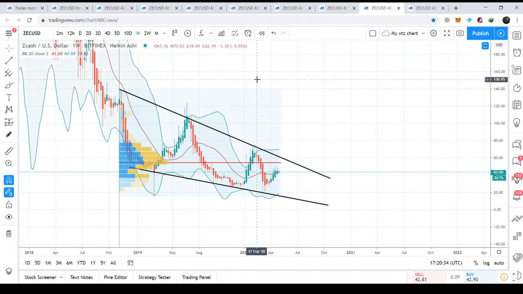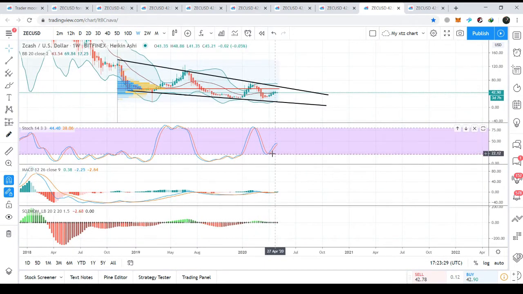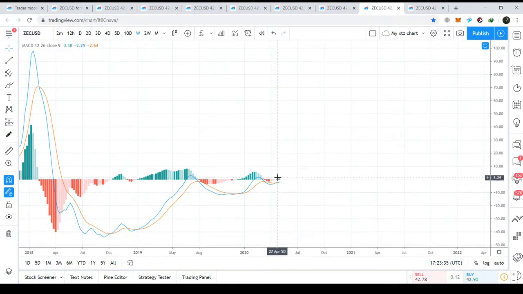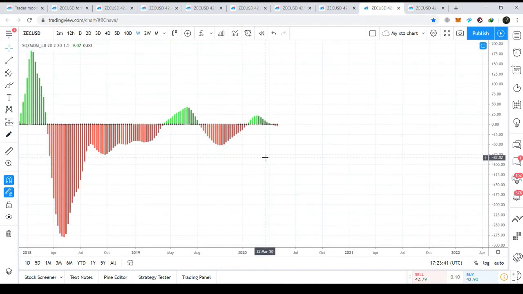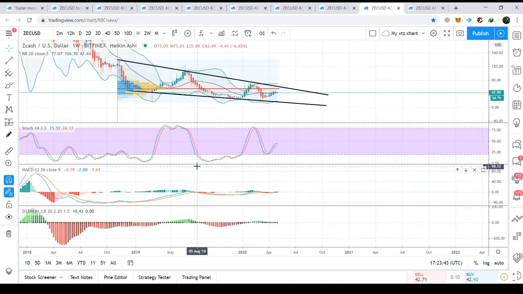But let me show you some different indicators. I'm using a combination of 3 indicators here. First of all, I have placed the stochastic, then the MACD, the moving average convergence divergence, and after that I'm using the momentum indicator as well. We can see that the movement of the price action is very much synchronized with these 3 indicators.